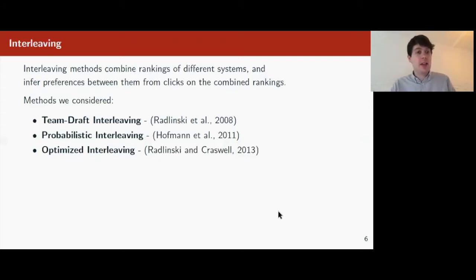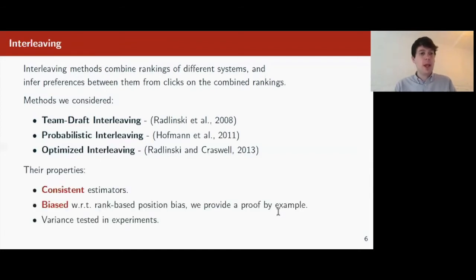So the methods that we combine here are team-driven interleaving, probabilistic interleaving, and optimized interleaving, which you could argue are the most prevalent interleaving methods. The properties are, all of these are consistent. They all converge on some value, but they are biased. We show this by a proof by example.